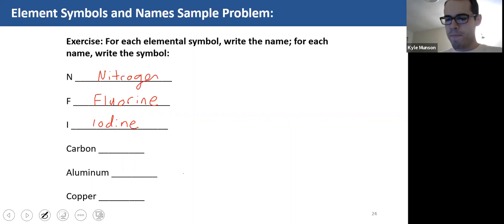Okay, so carbon, the element symbol is a capital C. Aluminum, it is capital A, lowercase l. And for copper, it is capital C, lowercase u, okay? So these are examples of given names, write down the element symbol, given the element symbol, write down the names, and I believe that ends chapter 5.